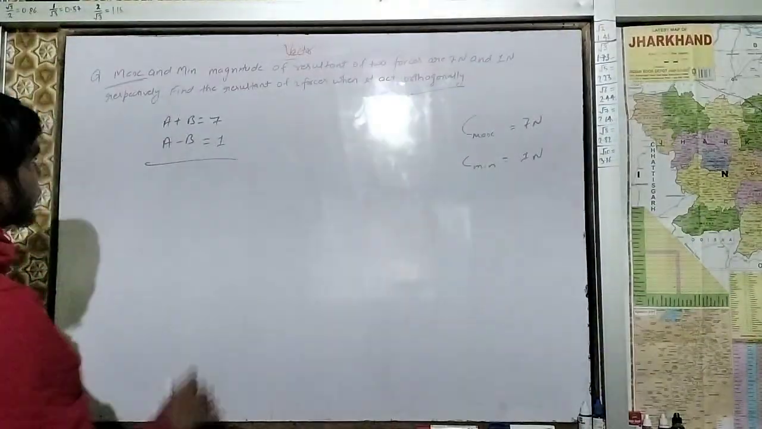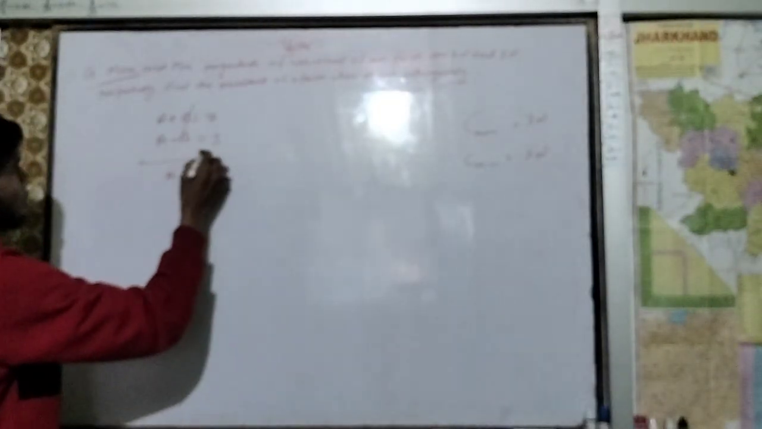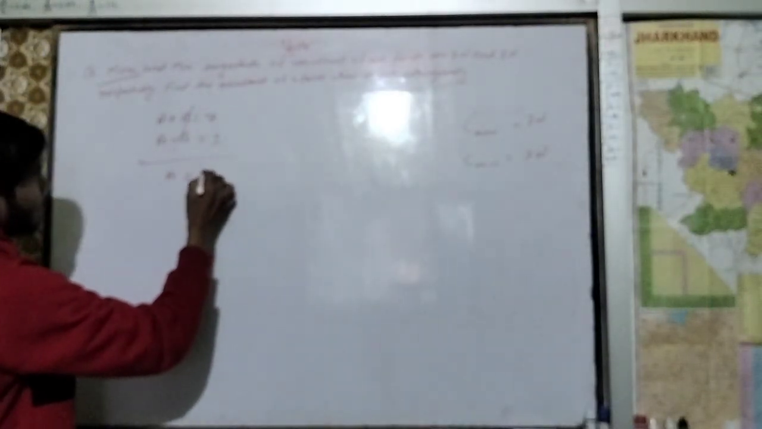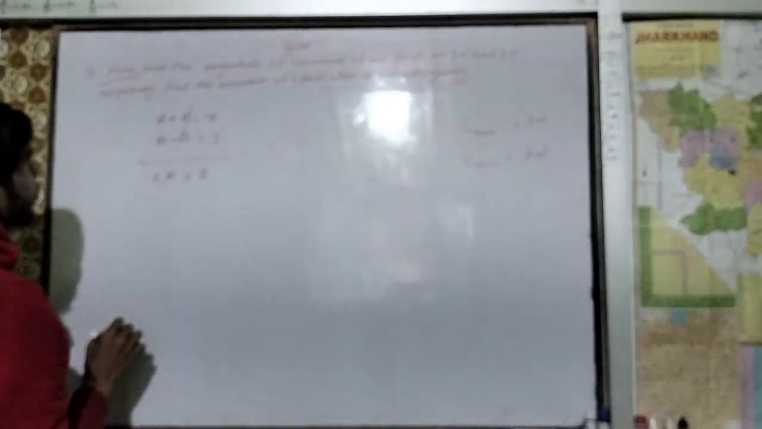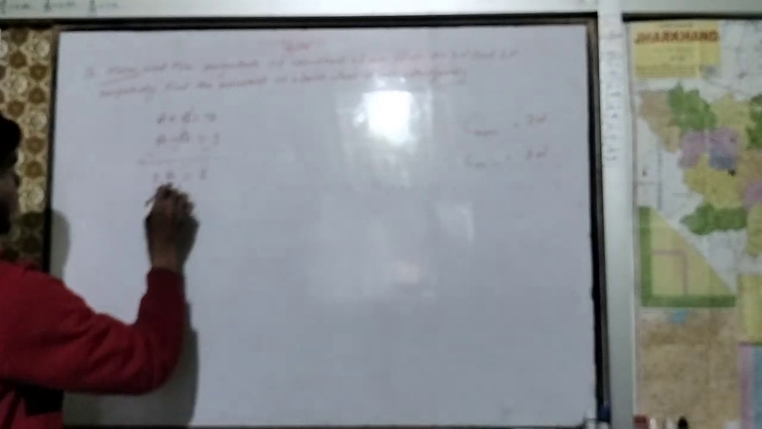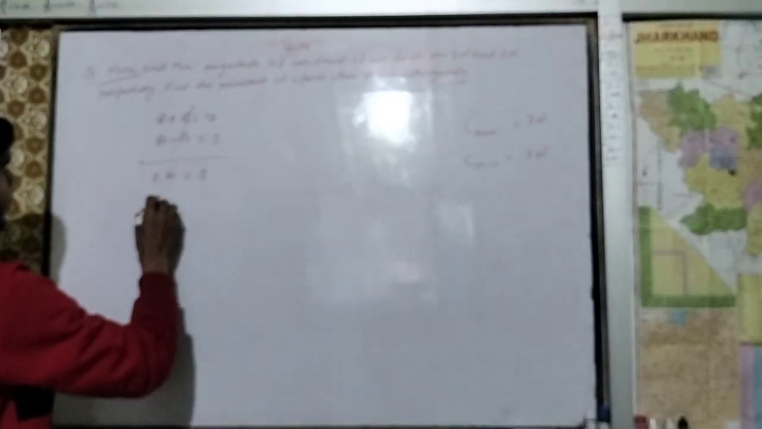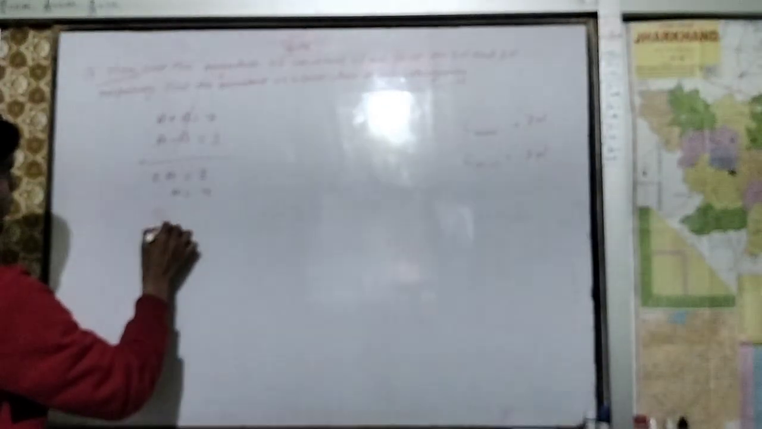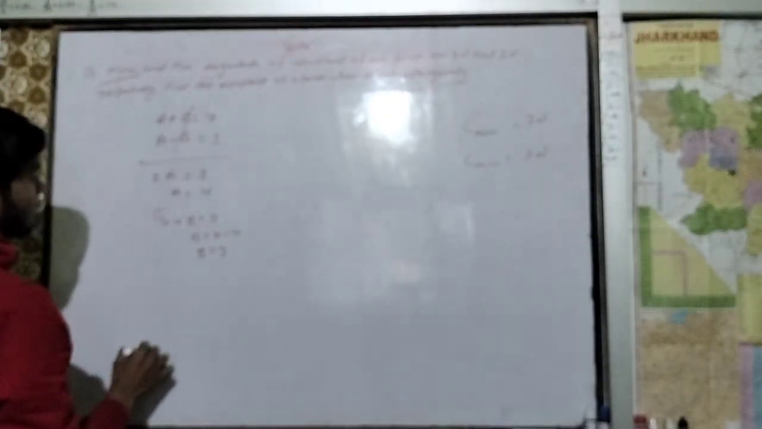And from these two equations, we will get a. Adding them, 2a is equal to 8. So a is coming as 4. So a is 4, plus b is equal to 7, b is 7 minus 4. B is 3.